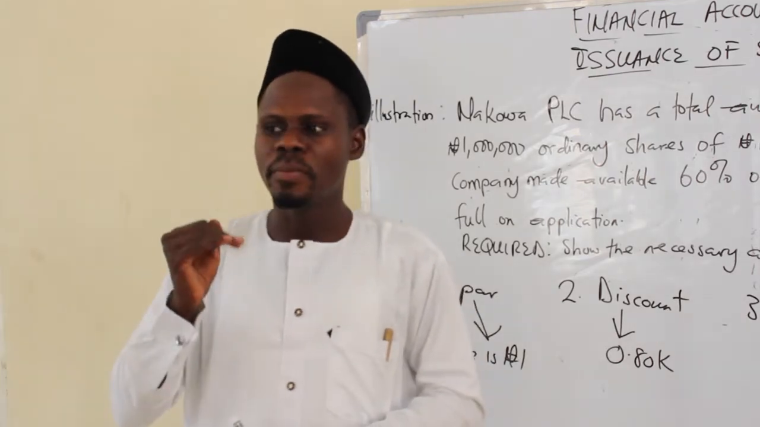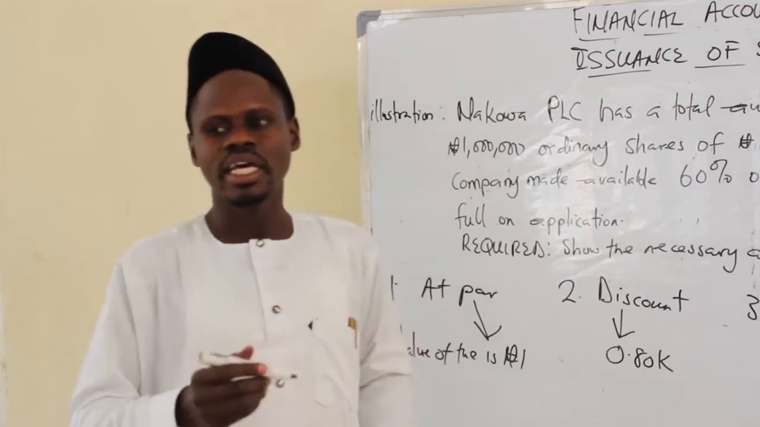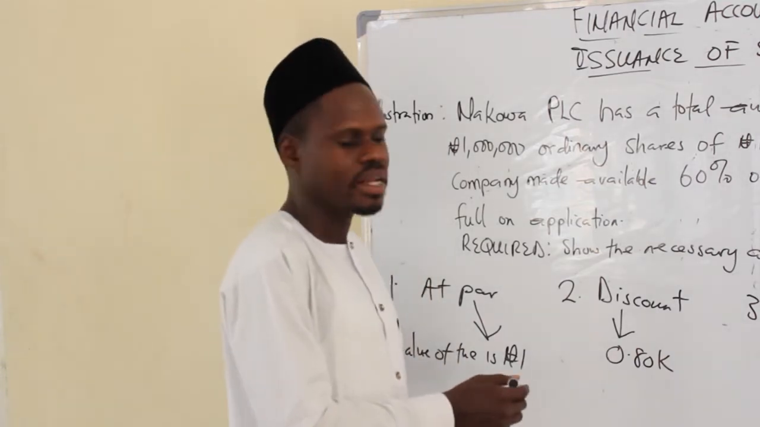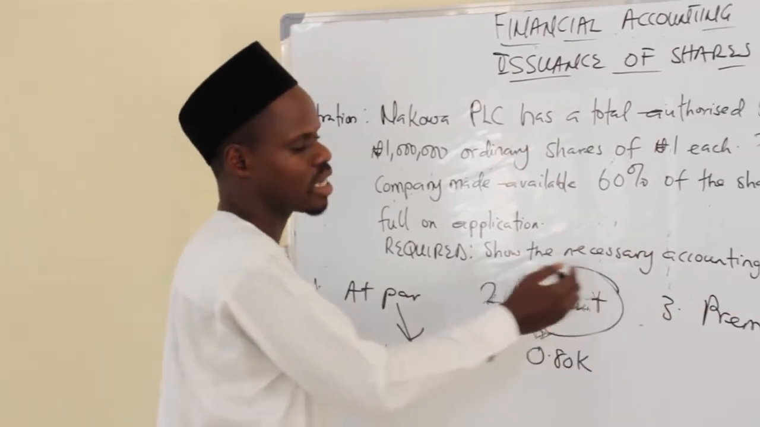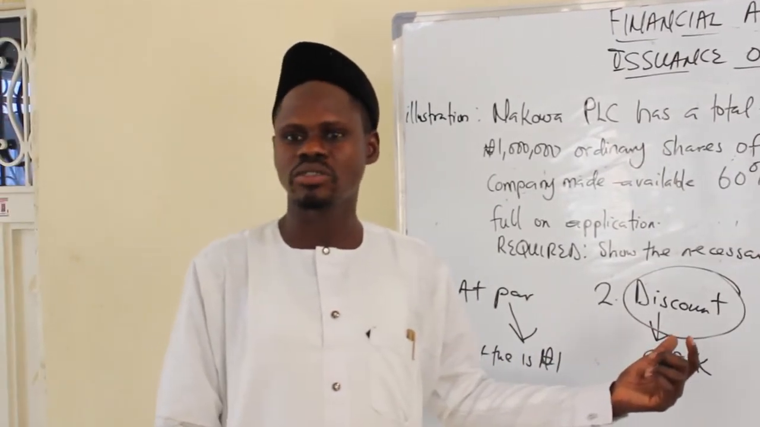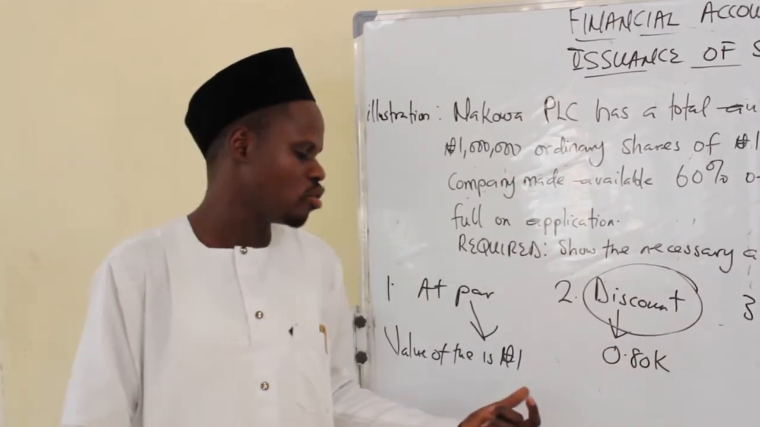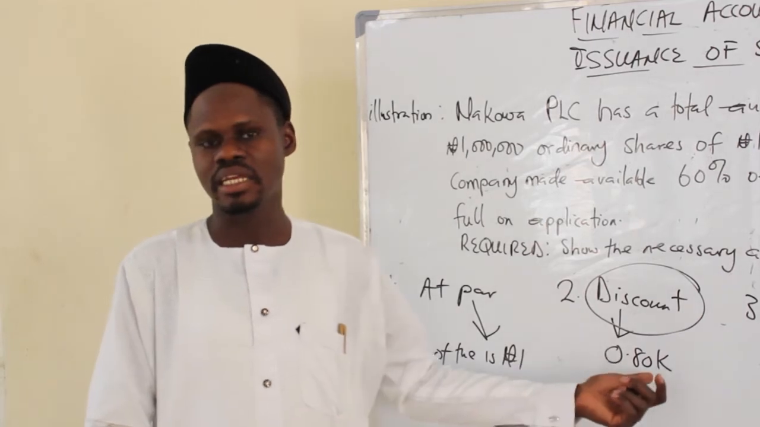However, based on the Companies and Allied Matters Act of 2004, it is forbidden, it is illegal now, to sell your shares at discount. It is no more applicable. It is illegal for the board of directors to decide to sell their shares at a price lower than the nominal value.